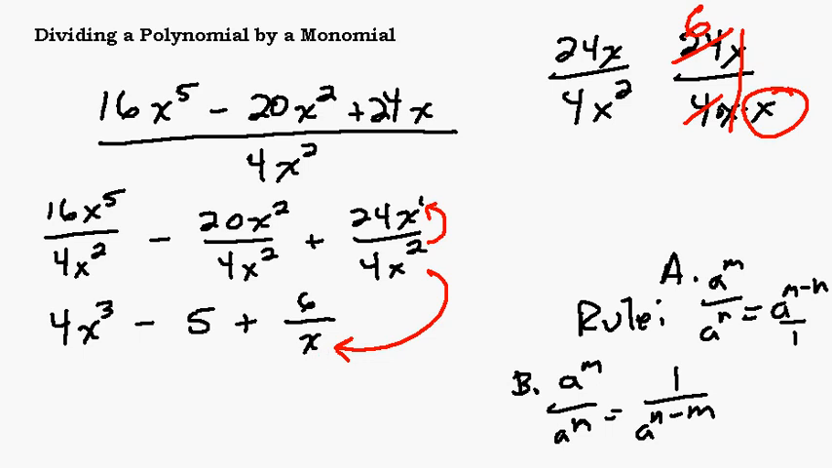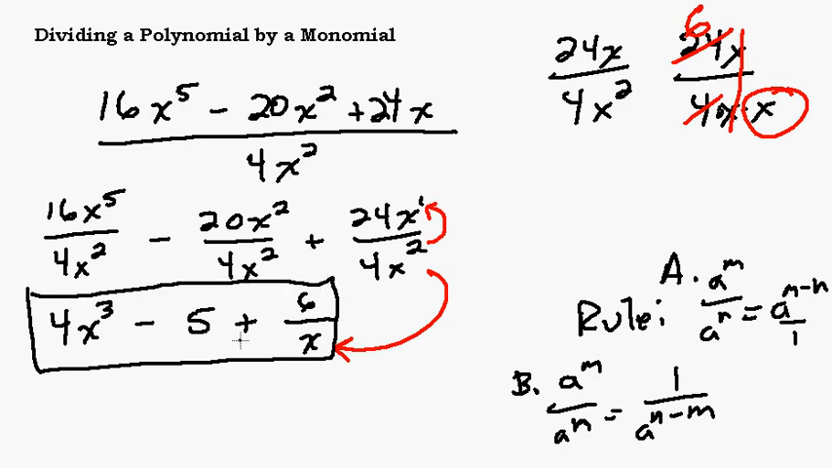Alright, so that's it. We're done with that problem. We ended up with 4x to the third minus 5, or plus 6 over x. No like terms. Can't simplify it. I'm all done. Again, I really encourage you to take this step right here to write that out, avoid those little mistakes, and conquer these problems.